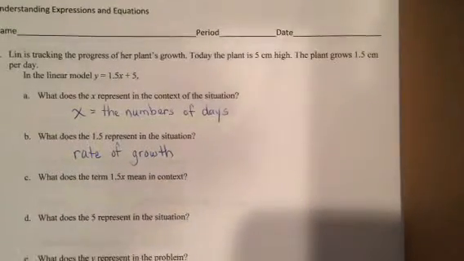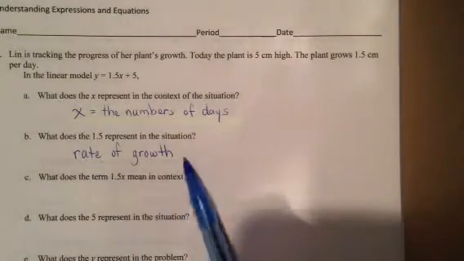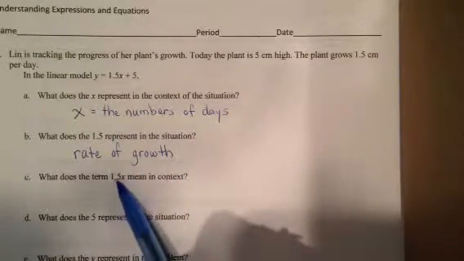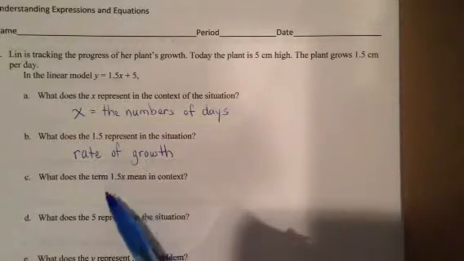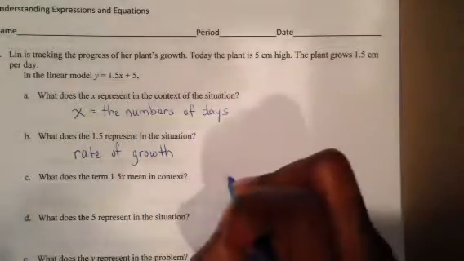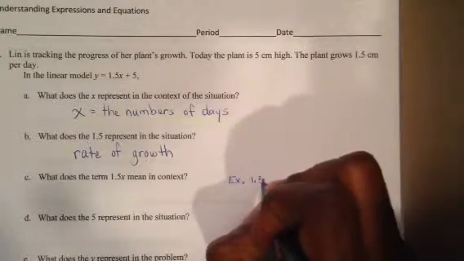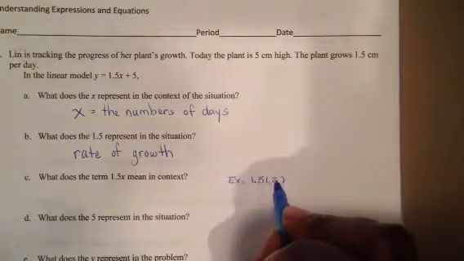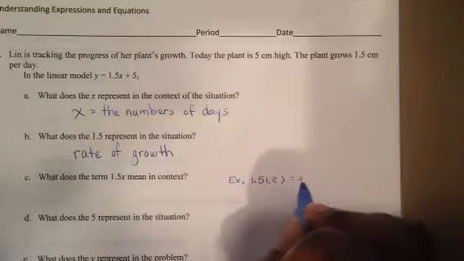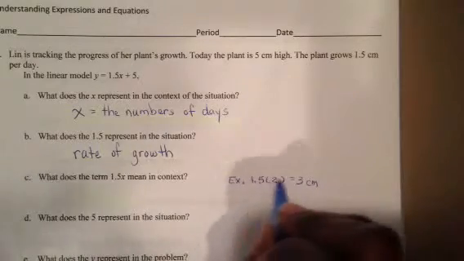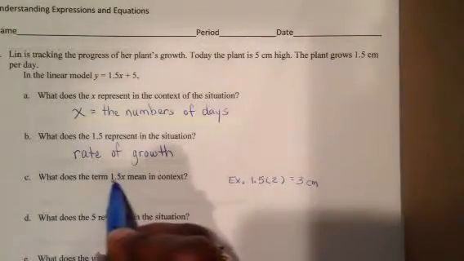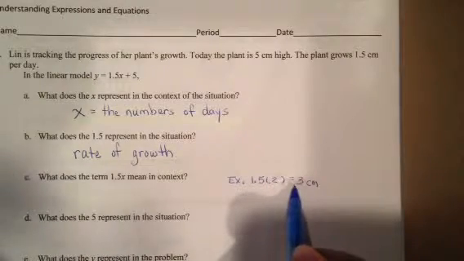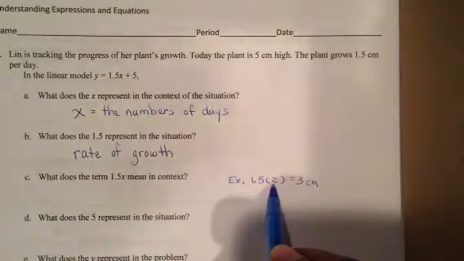For part C, what does the term 1.5x mean in context? Well, we know that 1.5 is the rate of growth, and x is the number of days. So if I took 1.5 and multiplied it by x, what could that mean in the context of the situation? For example, if we took 1.5 and say we plugged in 2 days, 1.5 centimeters times 2 days would equal 3 centimeters. Well, that means that this part of our expression, the 1.5x, is telling us the number of centimeters that that plant has grown over those 2 days.